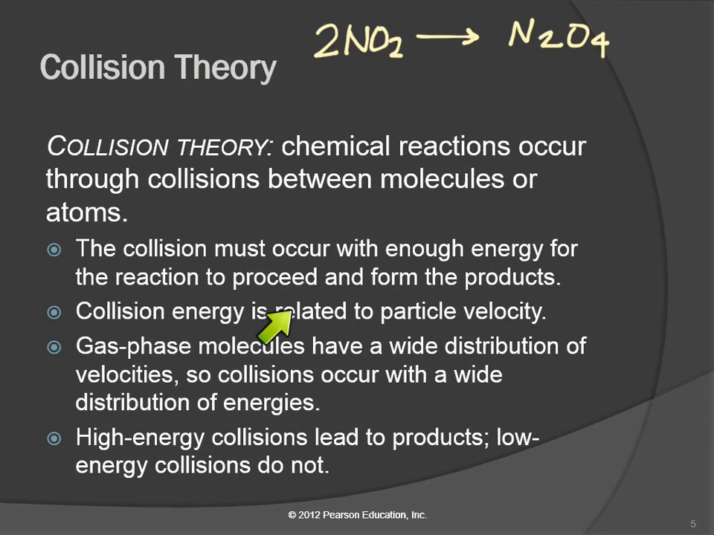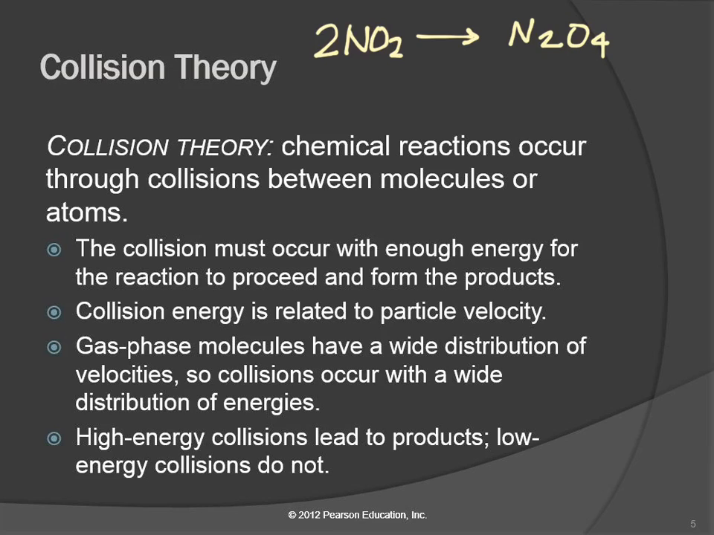The collision energy is related to particle velocity, and this should make sense. You've got two particles coming. If they're coming real slow, there's not much energy in that collision. If they're coming fast, bang, they hit each other. There's a lot of energy. So higher velocity, higher energy collisions.